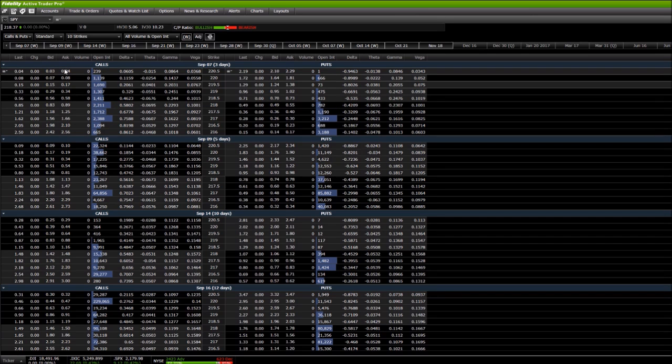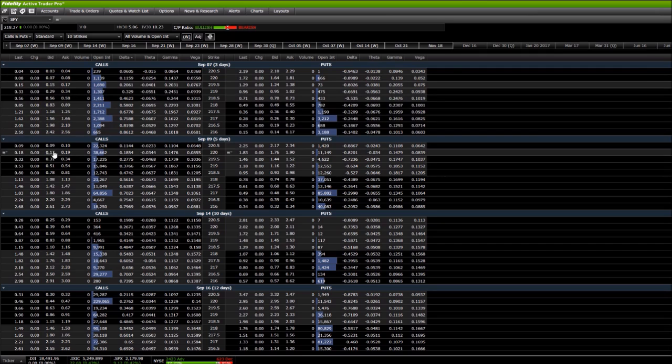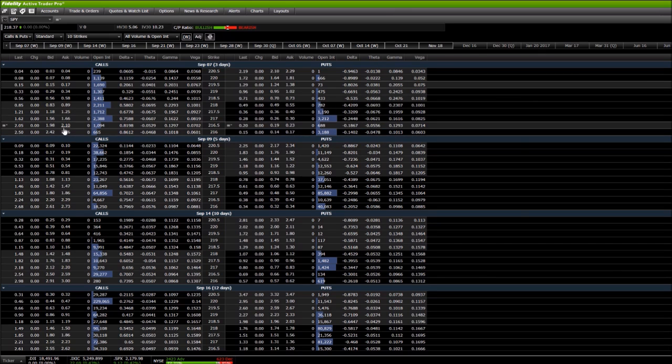The bid and the ask, that's straightforward. You want to make sure that the bid and the ask are tight. If you have a wide bid and ask spread, it can be difficult to get a good price on those options. And you don't want to be buying at the ask if there's a wide spread, because if the trade does not go in your direction early on and you want to get out, you're going to take a big loss by trying to sell at the bid because you bought so high at the ask.